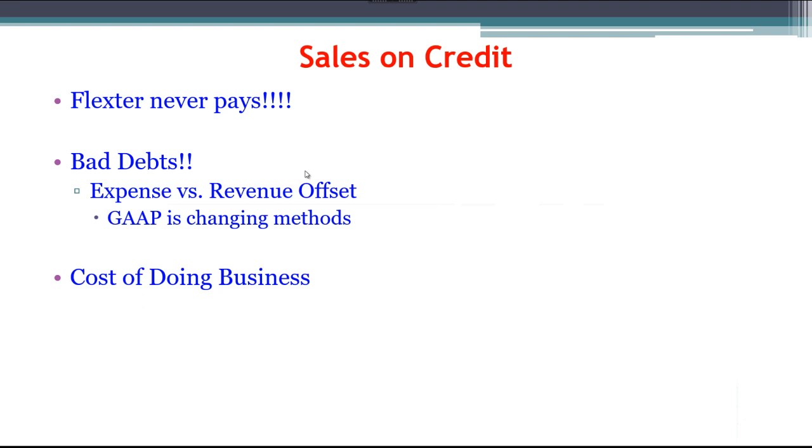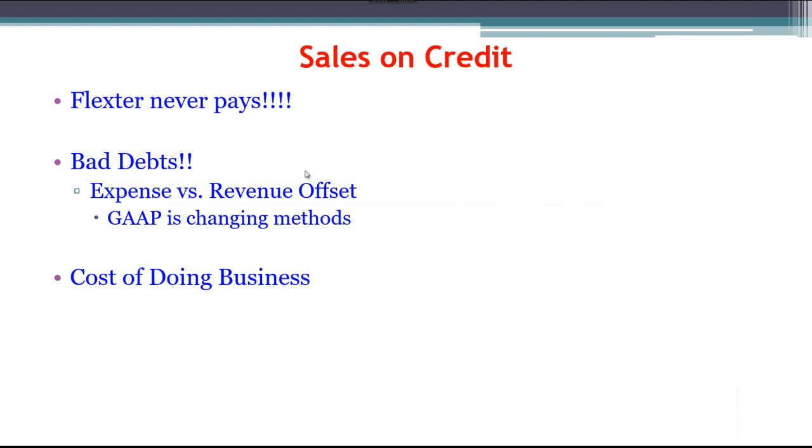Now, this is something in accounting that is actually changing. It's been in flux for the past few years. Traditionally, this was considered an expense, a bad debt expense, just like any other expense: utilities, rent expense, salaries expense. So you'd have all of your revenue at the full price, the full amount of the sale, and then in the expenses you'd have an offset for the amount that was not able to be collected for whatever reason.